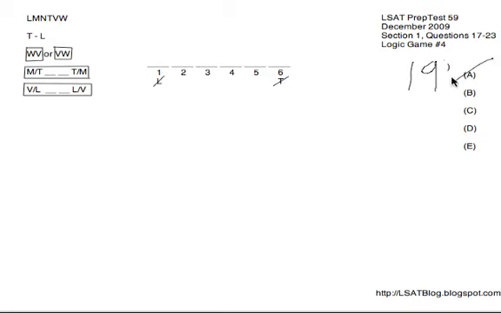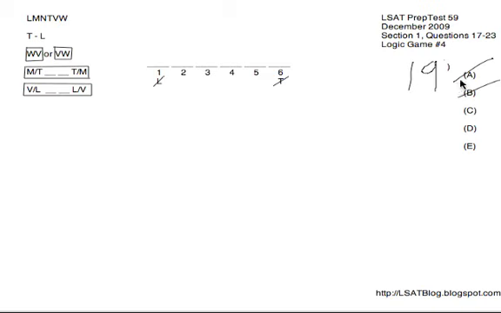Next, looking at B, M on 6. M on 6 would still allow L and V to be interchangeable. If M were on 6, T would be on 3. We could have L on 4 or L on 5, and then have V coming earlier. It would not prohibit that interchangeability. So for that reason, B's gone as well.